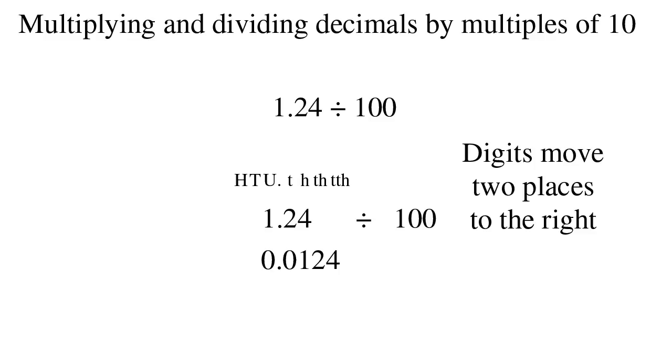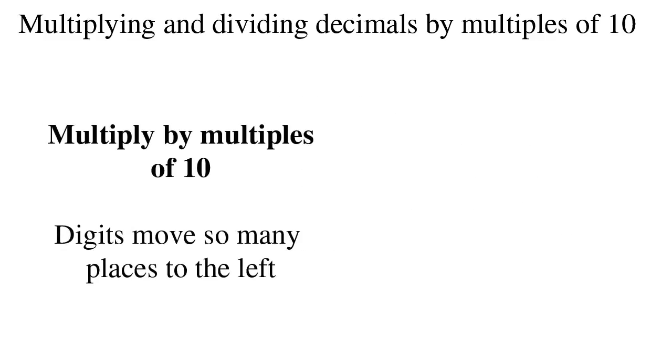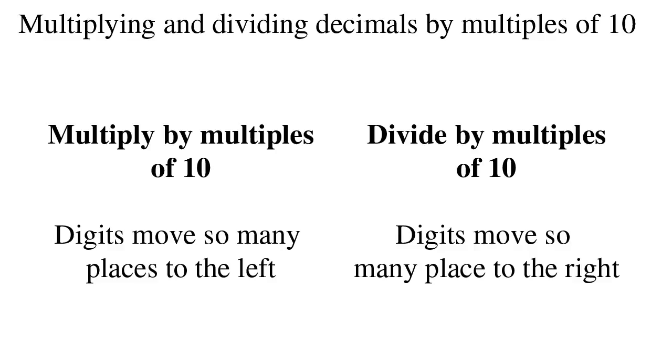When you've practiced doing questions of this nature, you probably won't need to write down the place value headings above the digits. Remember, when you multiply by multiples of 10, the digits move so many places to the left. When you divide by multiples of 10, the digits move so many places to the right.